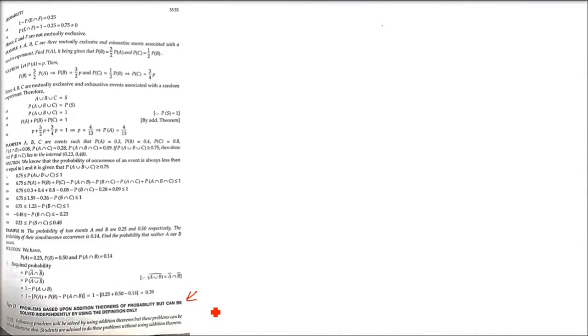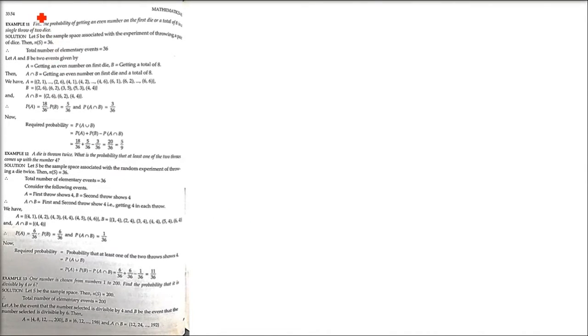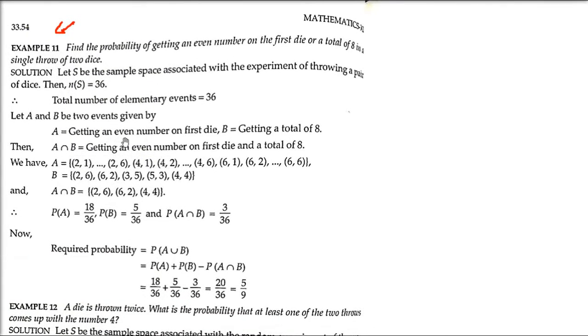The next type is problems based upon addition theorems of probability, but which can be solved independently by using the definition only. So we can use the formula also and the definition also. Both of these we are going to combine, and then we will arrive at the solution. So first one we will take. This is just for your know-how, because when you jump into the solution, then you will be able to know what we have done. It is basically an amalgamation of the formula and the thought of probability.